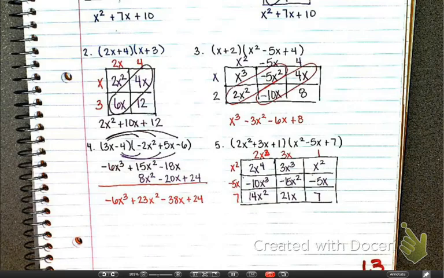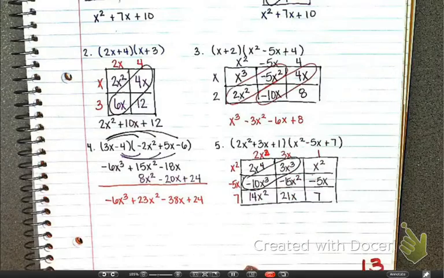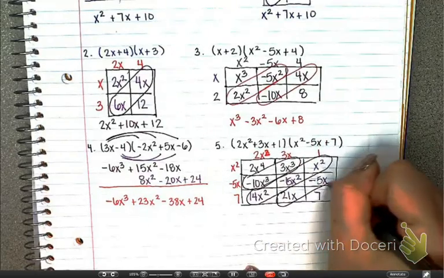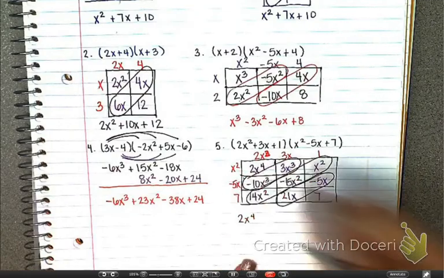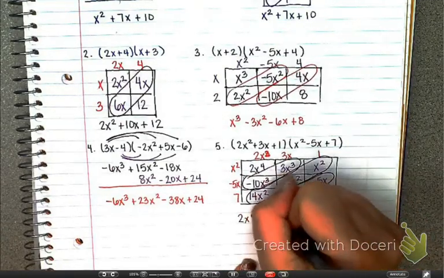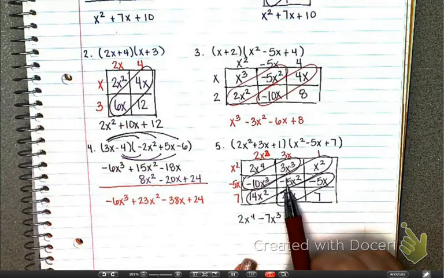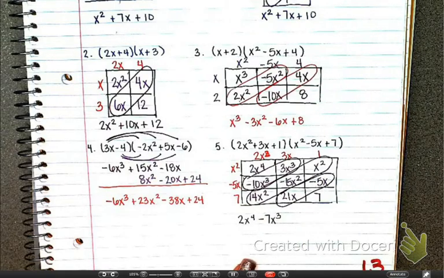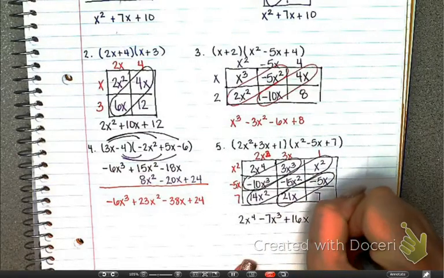Where should my like terms be? Diagonals. So I have the x to the thirds. I have the x squareds. And I have the x's. 2x to the 4th. Negative 10 plus 3 is negative 7x to the 3rd. 14 minus 15 is what? Negative 1. Negative 1 plus 1, 0, so the squareds go away. 21 minus 5, 16x, and then I have my 7.